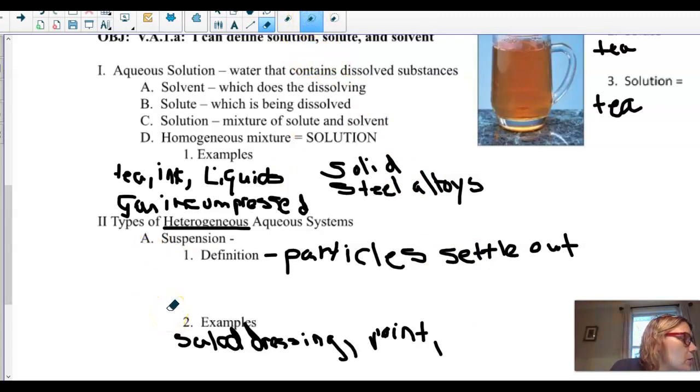I'm trying to think of other things that could be one. Well, you can write your examples down, but salad dressing, paint, muddy water, anything that when you shake it up looks really cloudy, but if you let it sit for a little while, it will eventually settle to the bottom and you can see a definite layer there.